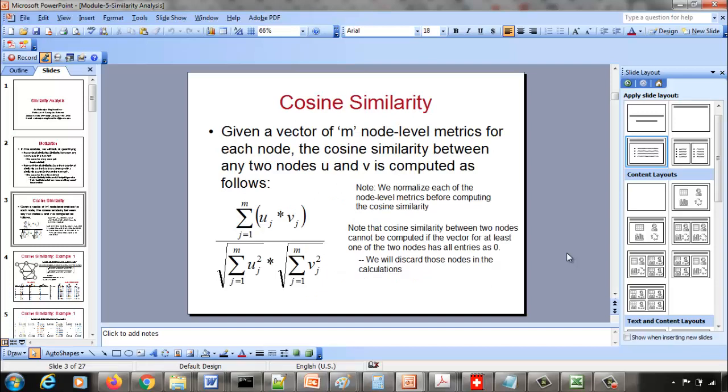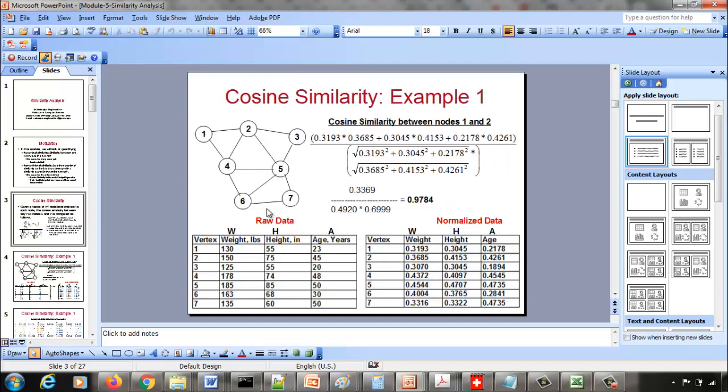What we are trying to do here is come up with a vector that captures the metrics that we want to have for the nodes, and then evaluate the cosine similarity between any two nodes using this formula. Let me go through an example to illustrate this. We have a network and, say, the weight, height, and age of the nodes in that network. What we want to do is come up with a similarity score for any two nodes in the network based on all these three features: the weight, height, and age.